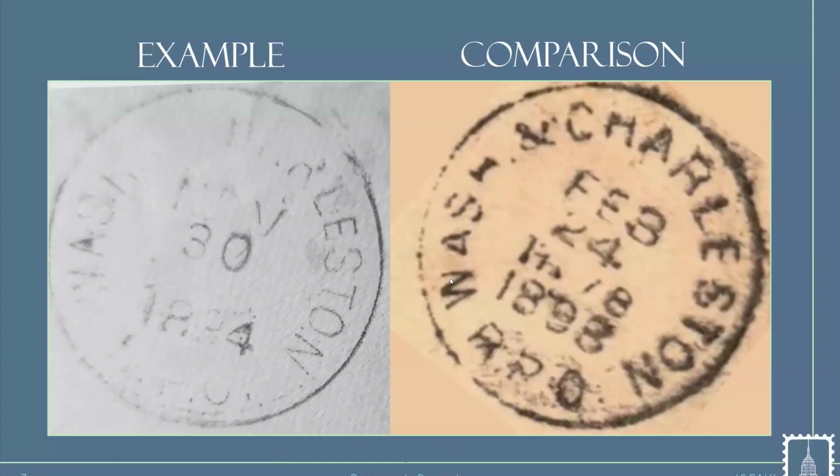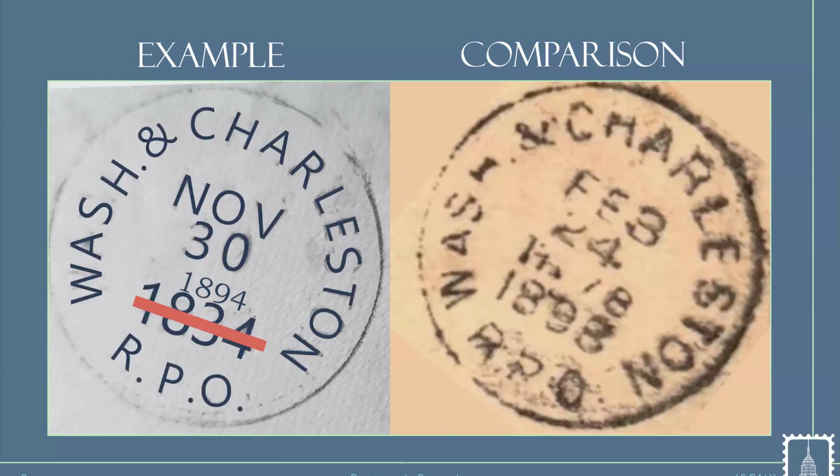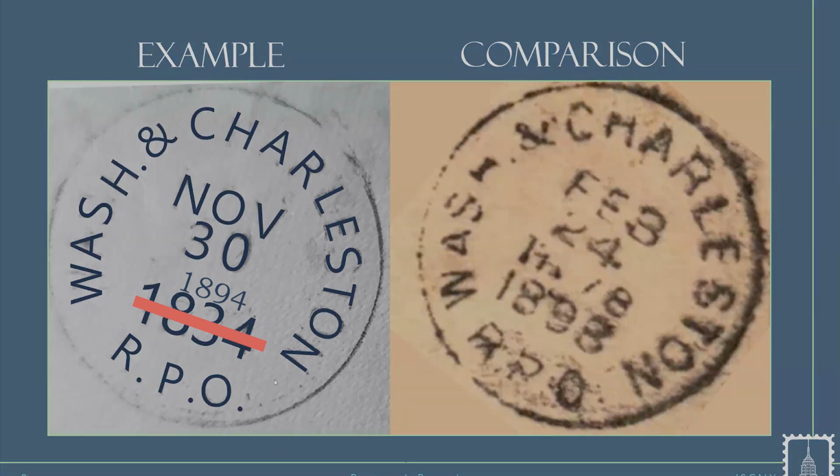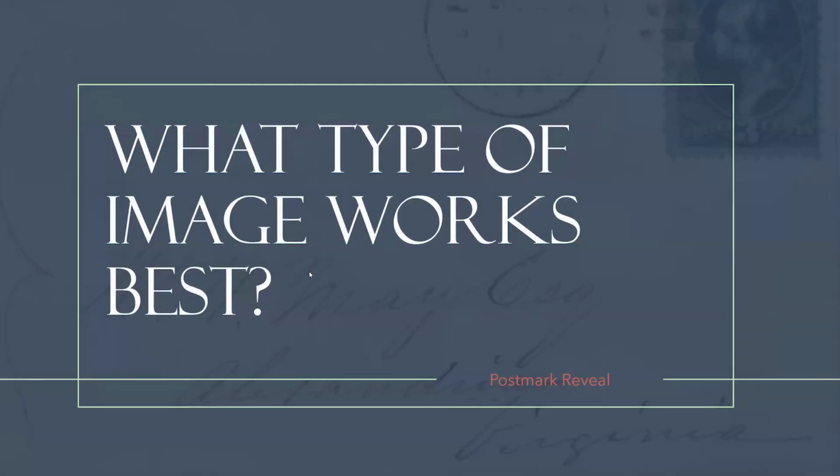And so here we can see wash and Charleston. So I think it's the "and" here that got washed out. They too have smudging here in the middle that you can't really decipher, and then an RPO. So I think it's pretty convincing that this is what my postmark is. And I've got the date wrong here. It's not 34. But you can see it lines up pretty well. I don't have the font correctly, but I think it's a match. So I've identified my postmark.